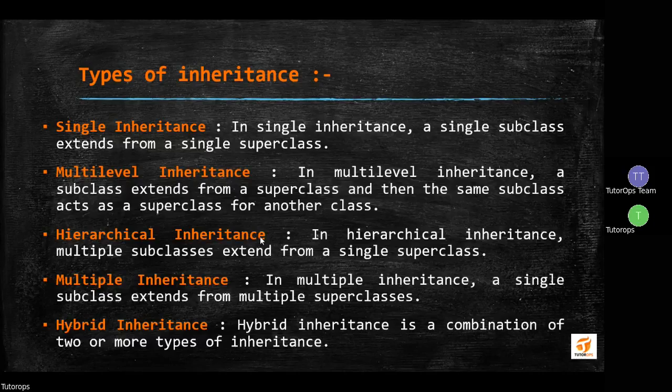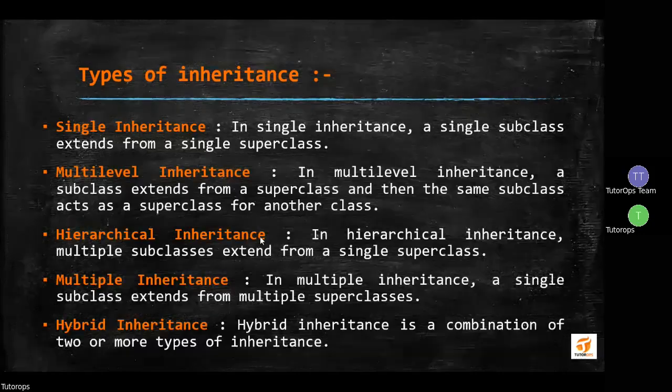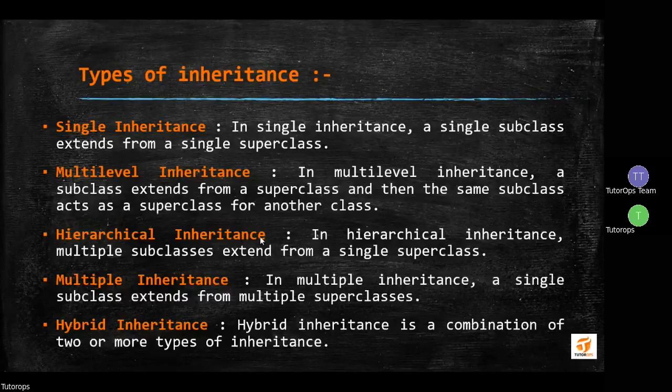Then another inheritance, hybrid inheritance. Whatever types of inheritance I have described above, if a combination of two of them is used, it is called hybrid inheritance. These are the types of inheritance in Java.